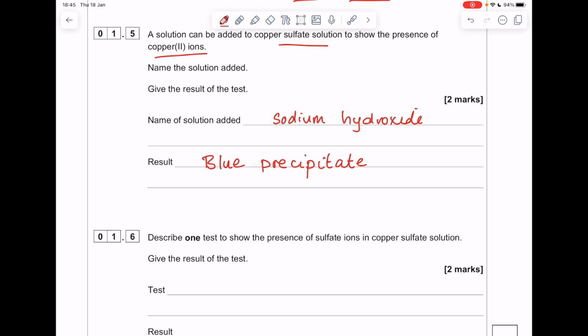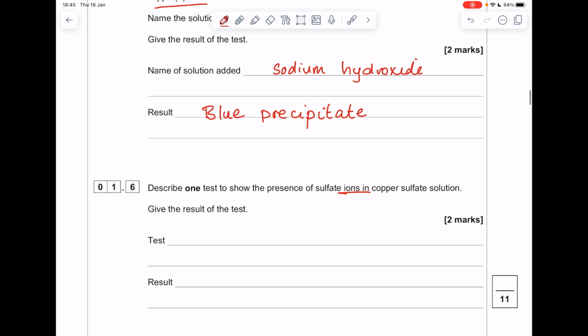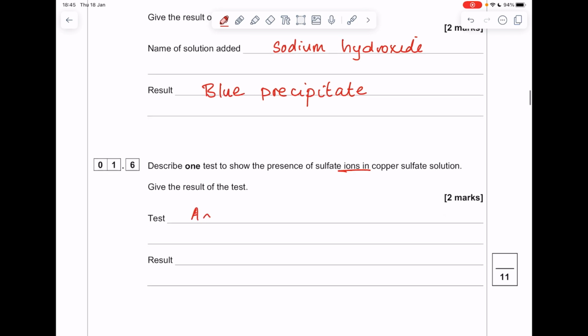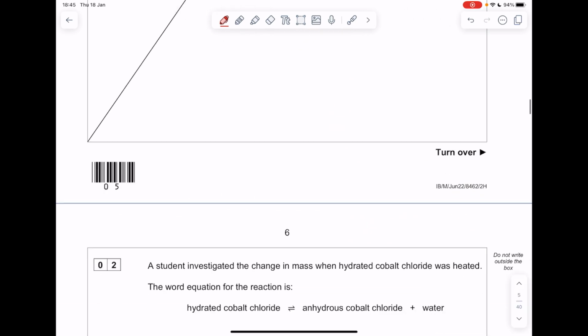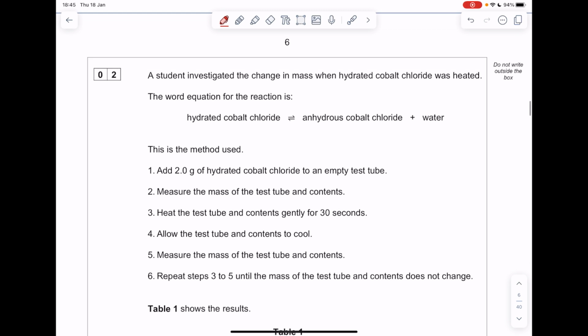Describe 1 test to show the presence of sulfate ions, give the result of the test. So this time we're adding hydrochloric acid and barium chloride, and you will see a white precipitate if you have sulfate ions present, because that white precipitate is barium sulfate. If you're not comfortable with the formula, feel free to write it out in words.